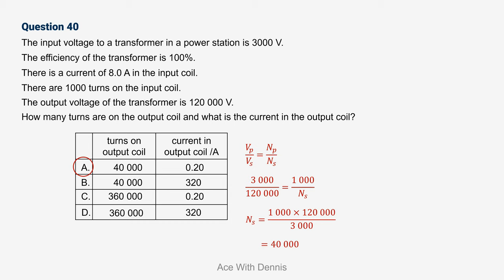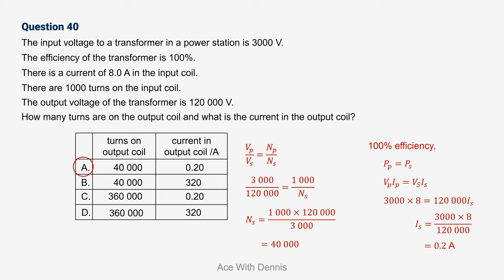Since this is a 100% efficiency transformer, the power in the primary equals the power in the secondary. Hence, VpIp equals VsIs. So we can substitute all the values that we know. Vp is 3000, Ip is 8, Vs is 120,000, then we can calculate Is. Therefore, Is will be 3000 times 8 divided by 120,000, which is 0.2 ampere. Therefore, answer is A.